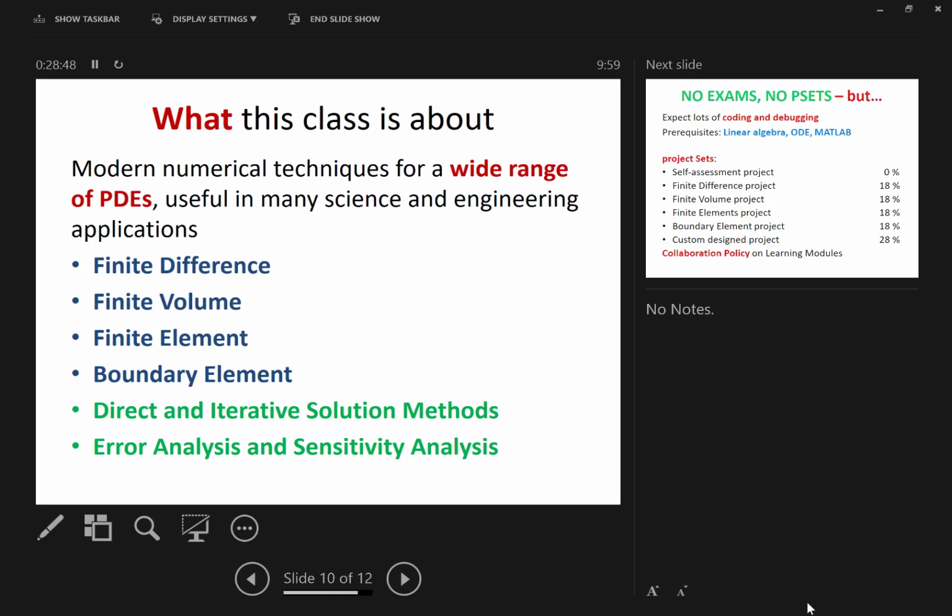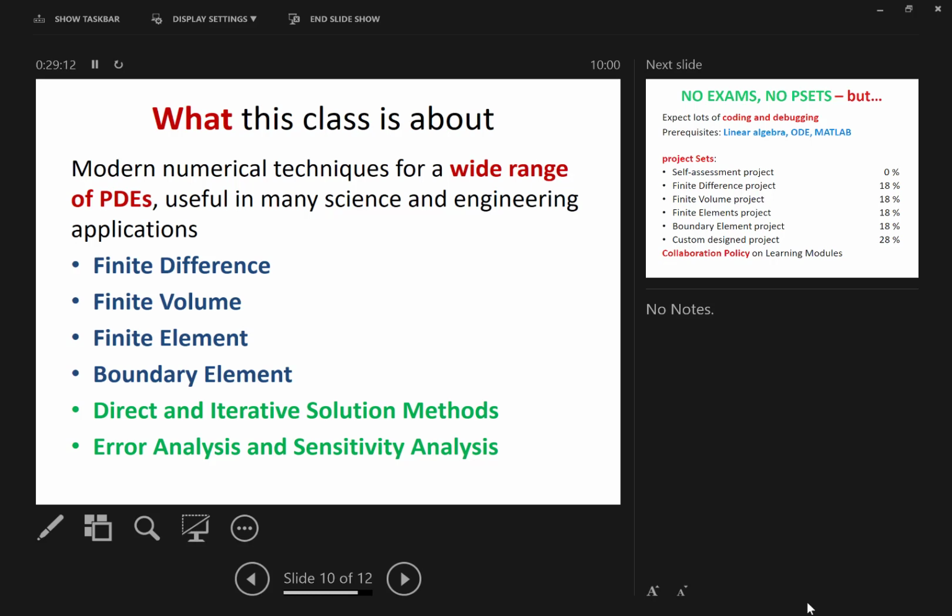So we're going to be covering, basically, it's a method-oriented class, right? So we are not really going to be talking about any specific applications, but we are going to be covering different methods that each are suitable for different applications, but each of them is suitable for more than one single application. We are covering finite difference, finite volume, finite element, and boundary element methods.